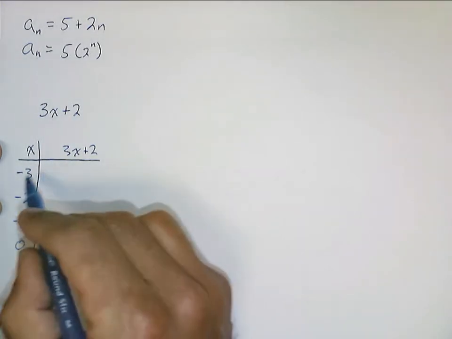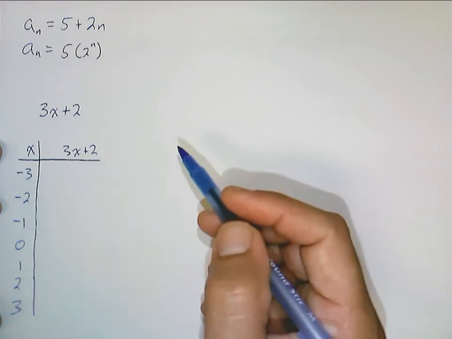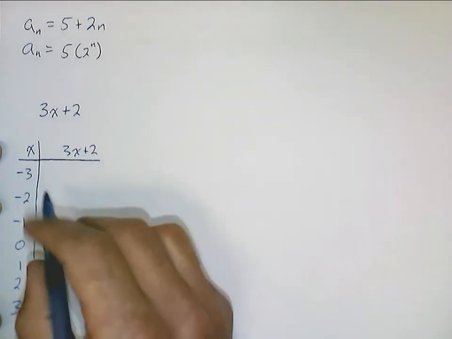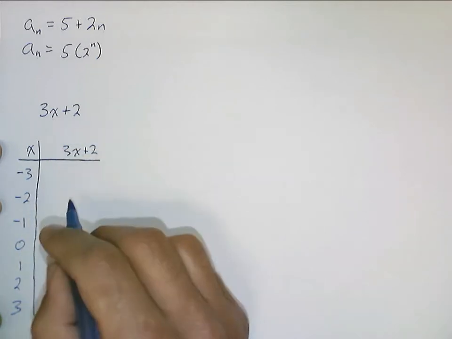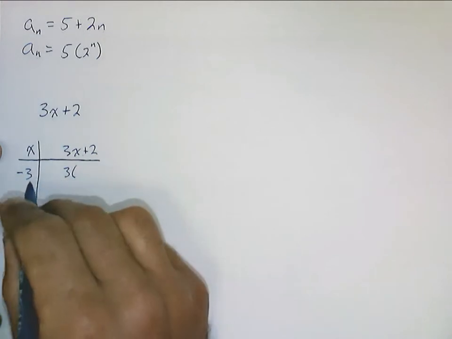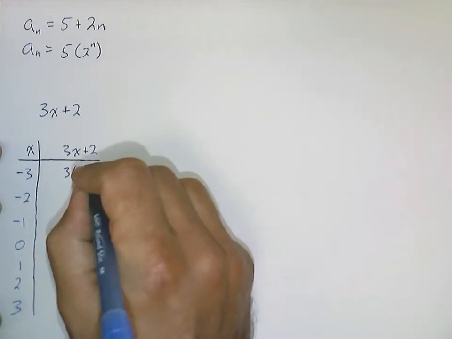And then for each of these values of x, this expression is going to give us a different value. So we just plug -3 in for x, and we have 3 times -3. Now, careful, when you plug this stuff in, we need to put the number that we're plugging in for x in parentheses.